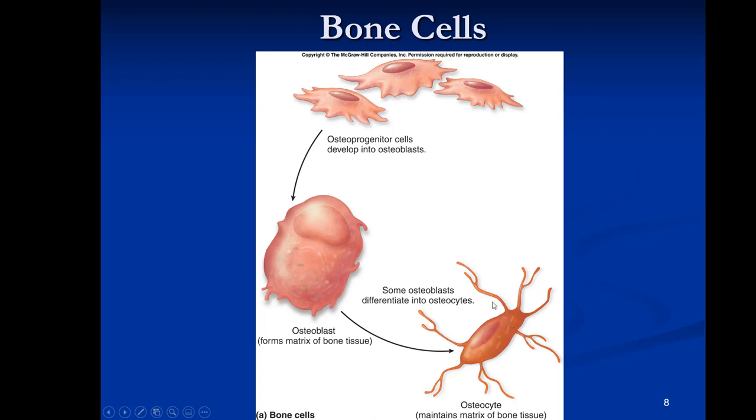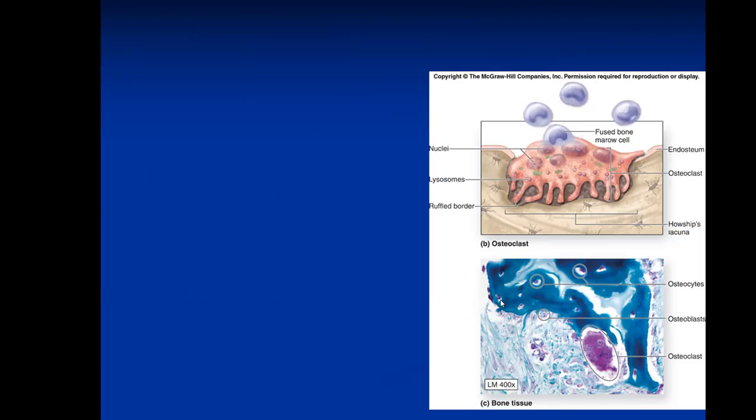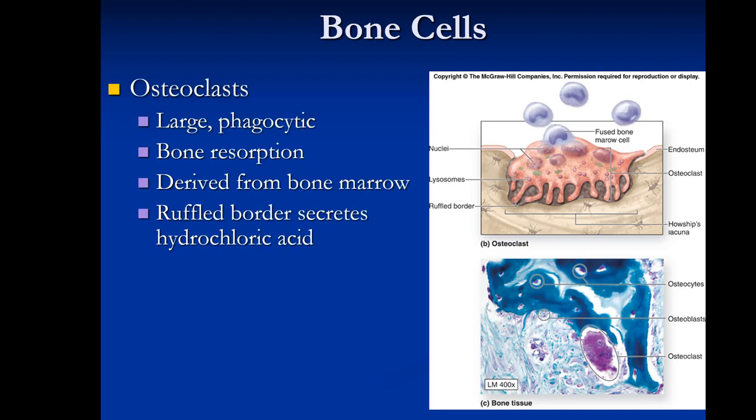Notice the structure of an osteocyte. It has these little extensions. These are important. So then the 4th type of bone cell is completely different. It doesn't come from an osteocyte. It comes from the bone marrow.